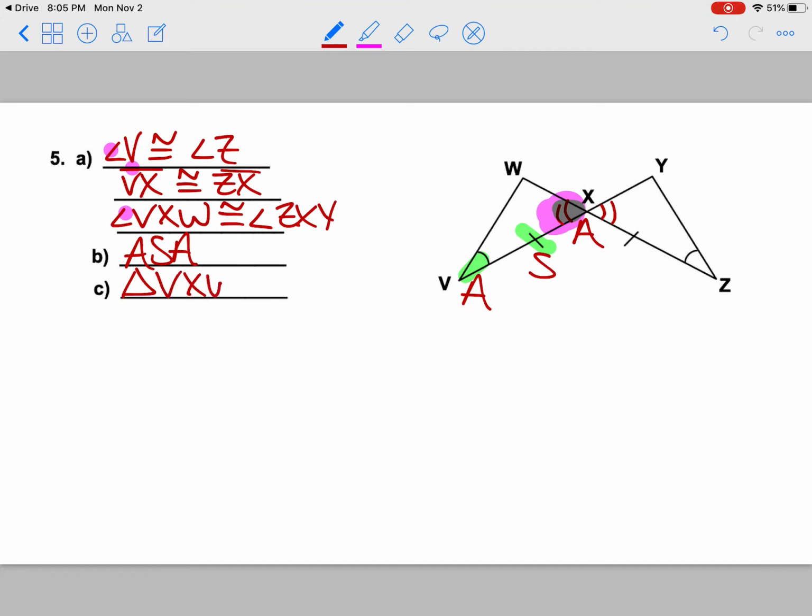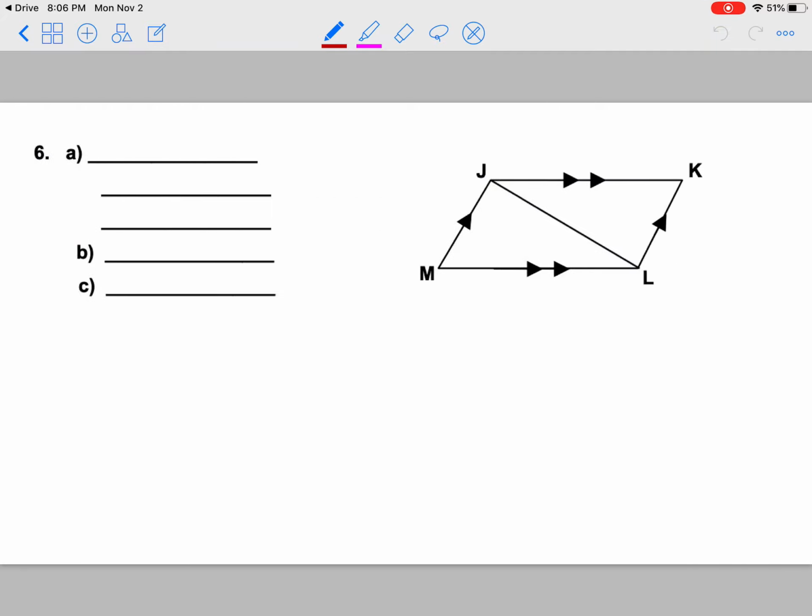And so we can say our triangles are congruent, so triangle VXW is congruent to triangle ZXY. Those have to correspond. Again, if you start with V, you have to start with Z on the other side. Just make sure the corresponding parts are matched up correctly.